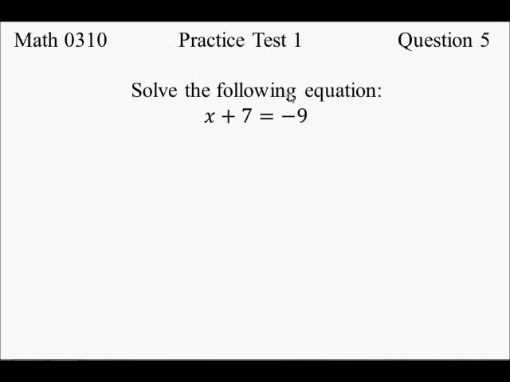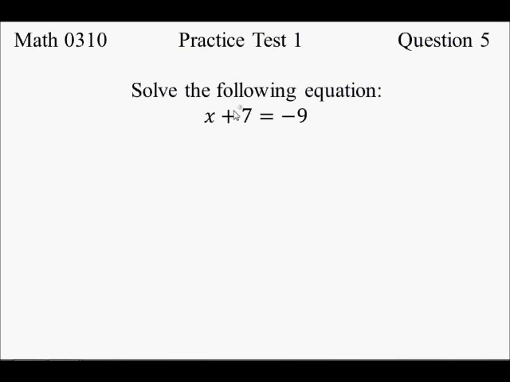Question 5, solve the following equation. X plus 7 equals -9. So when they say solve the following, we want to find our value of what x should be here. We want to solve for x. So here we have x plus 7 on this side. We want to just have what x equals. So we want to get x by itself on one side of the equal sign.